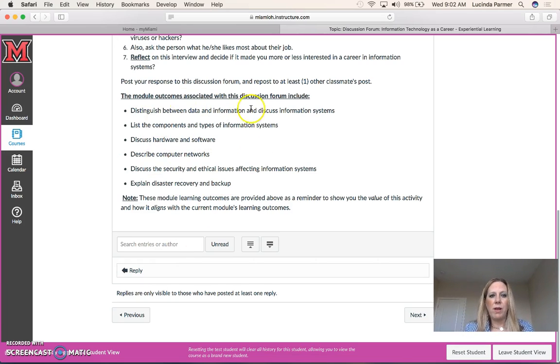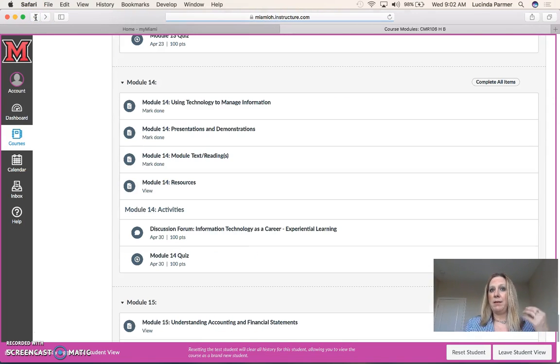These are just the module outcomes associated with this activity. I just want you to see how all of your activities are aligned with the course learning objectives. You don't have to answer those questions, but they're there to help you bring it all home, so to speak, because I do want you to be thinking outside the box and be able to see the big picture in what we're doing in the course.